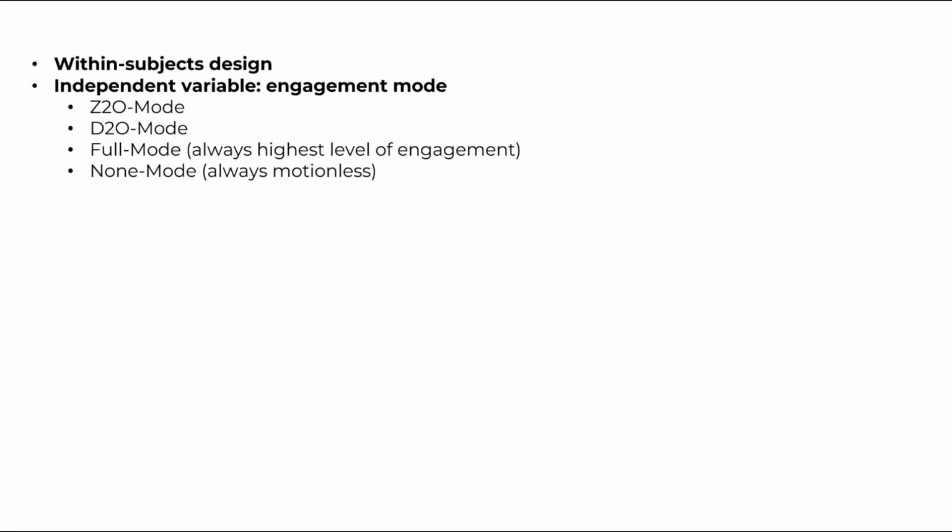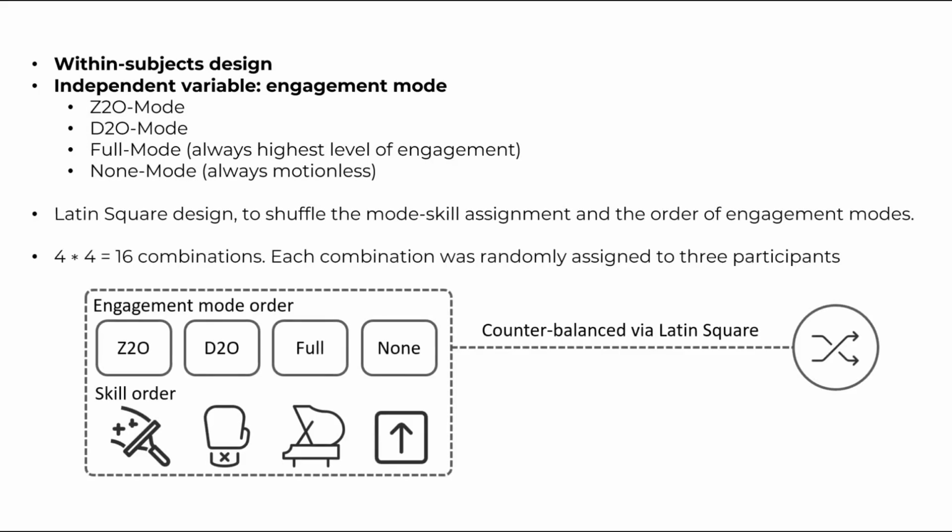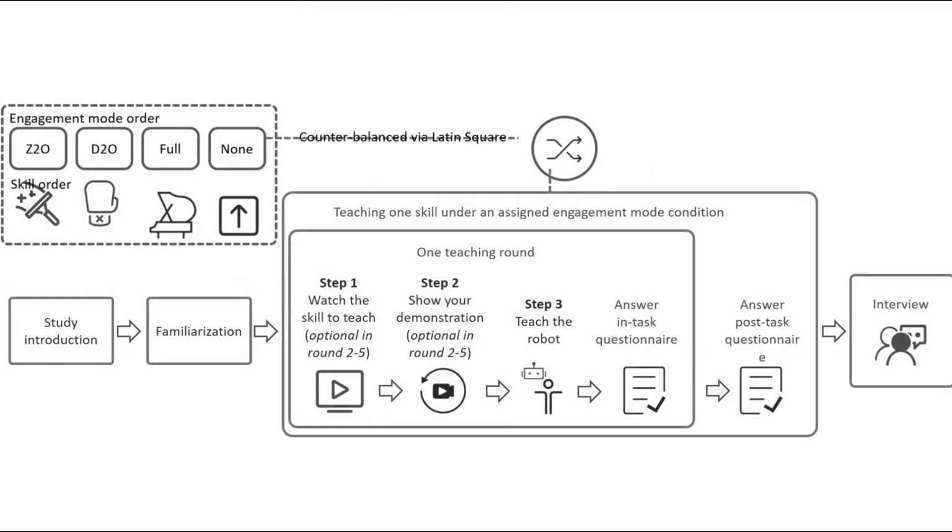Now, let's look at the study procedure. We adopted a within-subjects design, and the independent variable is the engagement mode. Besides the proposed Z2O and D2O modes, we included 2 baseline modes, full mode and none mode. We used Latin square design to counterbalance the order effects.